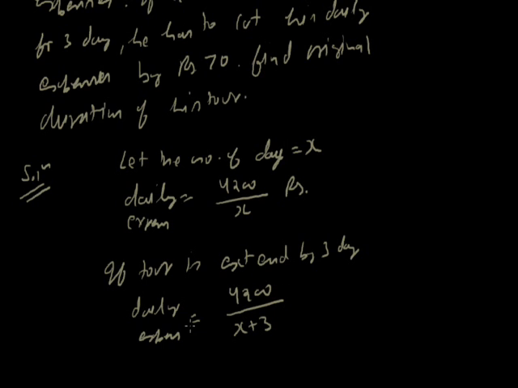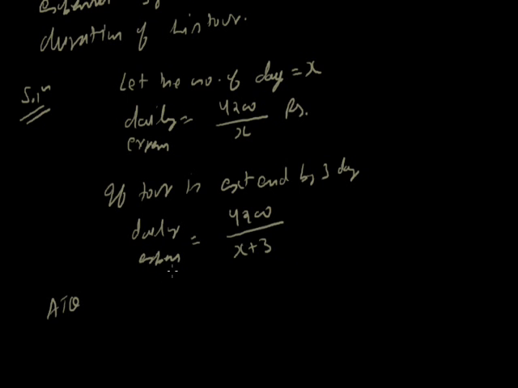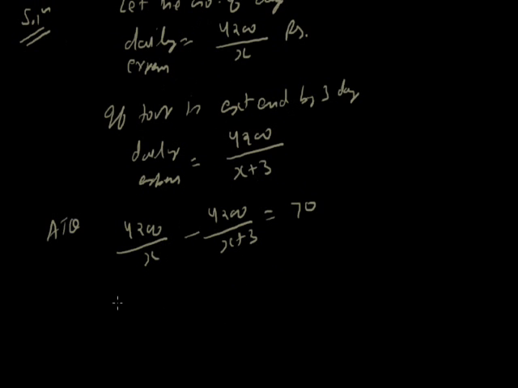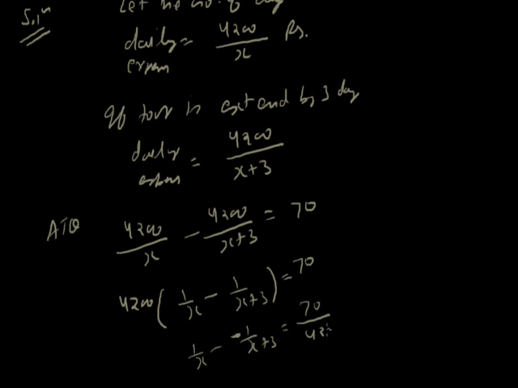बट अकॉर्डिंग टू दिस क्वेश्चन, according to the question, it is given that this daily expense is 70 less than the original one. So I can write 4,200 by x minus 4,200 divided by x plus 3 is equals to 70. So I take 4200 common. So what is left? 1 upon x minus 1 upon x plus 3 equals to 70. 4200 को हम राइट साइड पे शिफ्ट कर देंगे. So 1 upon x minus 1 upon x plus 3 is equals to 70 divided by 4200.